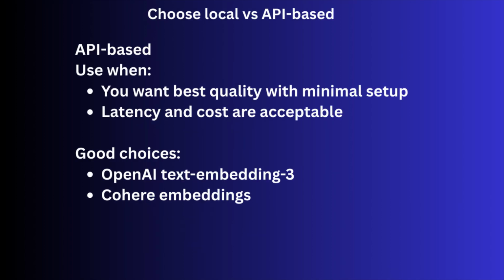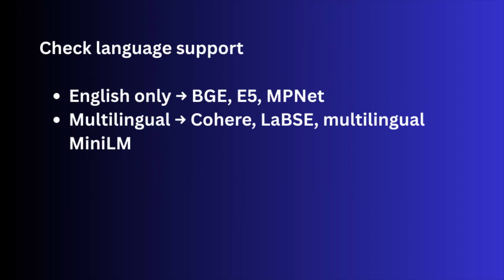We can also choose API-based embedding models if you want the best quality with minimal setup, or if latency and cost are acceptable. The best choices are OpenAI text embedding, Cohere embeddings, etc. Also check for language support. If you want only English, you can choose embedding models for that. Otherwise, choose multilingual models. For English only, you can choose BGE, E5, MPNet, etc. For multilingual, you can choose Cohere, Multilingual MiniLM, etc. So never use an English-only model for multilingual data.